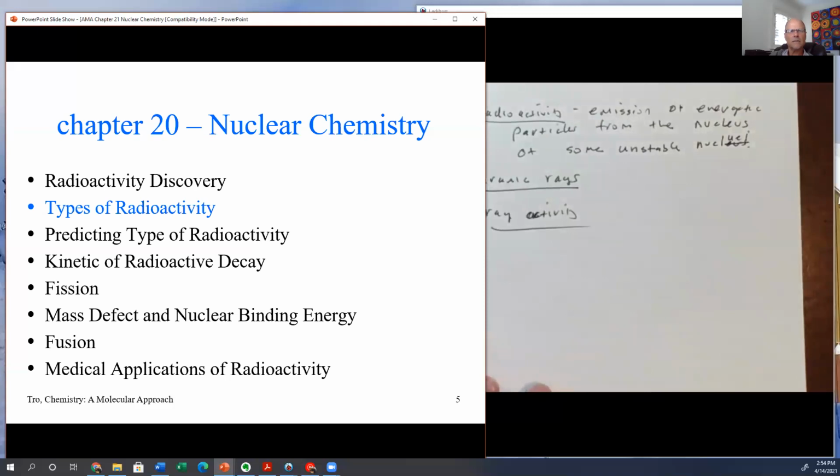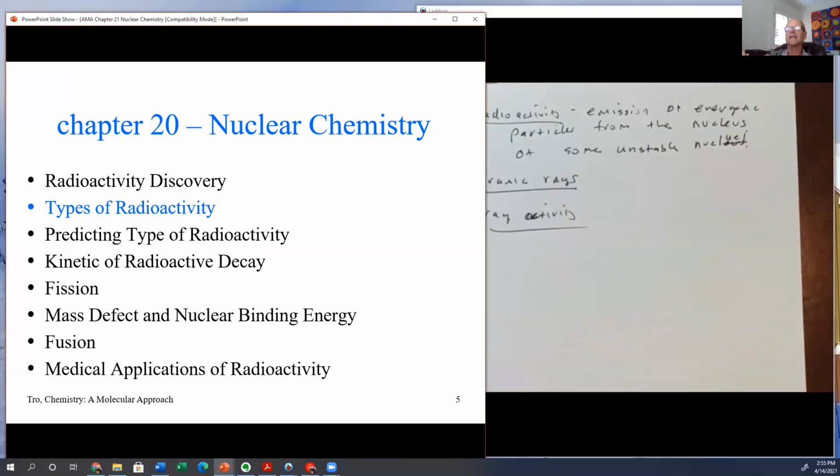Oh yeah, why is radioactivity considered physics and not chem? Because the things that occur in the nucleus of atoms are typically part of nuclear physics. But they do overlap with chemistry. So nuclear chemistry, the study of the nucleus, is kind of in between chemistry and physics.